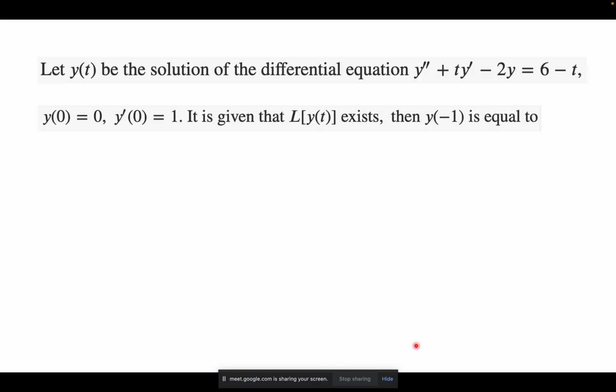So here is the second problem. You are given a differential equation which is y double dash plus t y dash minus 2y is equal to 6 minus t, and then you are given the initial conditions, which are y of 0 is equal to 0 and y dash of 0 is equal to 1. It is given that the Laplace transform of y of t exists, whatever the solution of this differential equation is. Then what will be the value of y of minus 1? So how will you solve this problem?